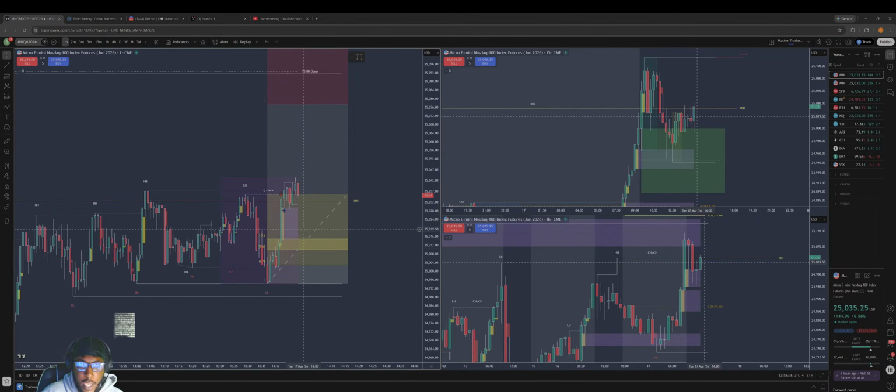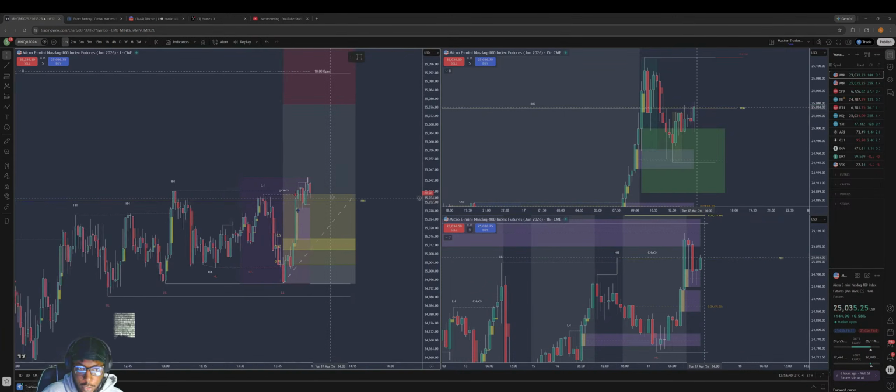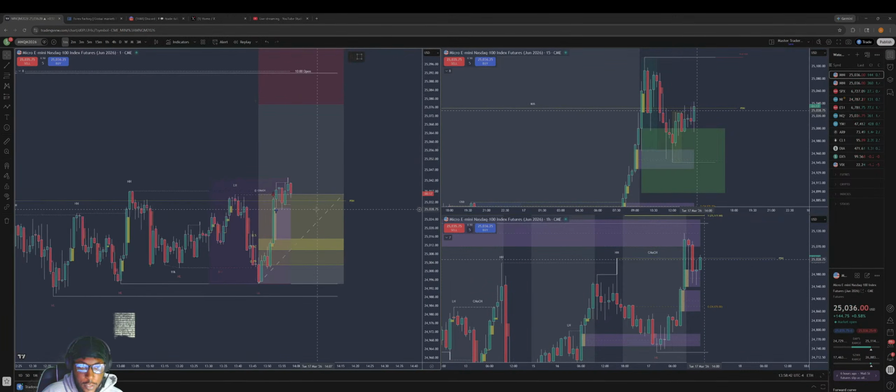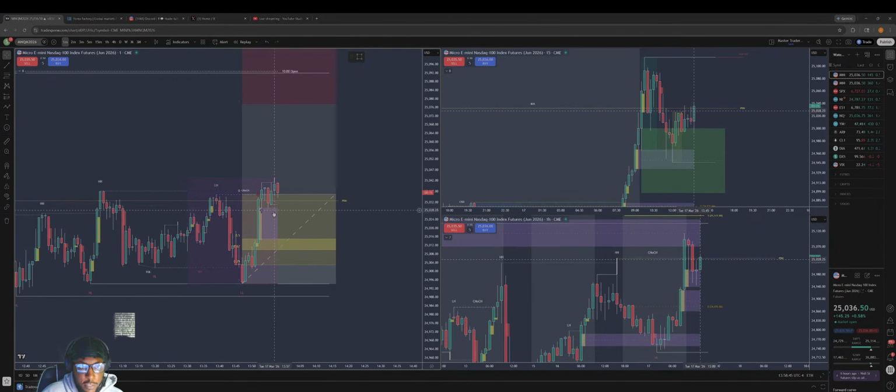So it's the same thing. You don't want to switch up the strategy just because of what the market is doing. You're going to stick to your strategy. So I'll be looking to see if the market wants to come into this yellow shaded area and see if we can get a trade up out of this area right here.